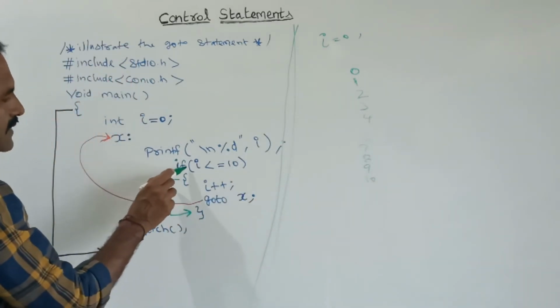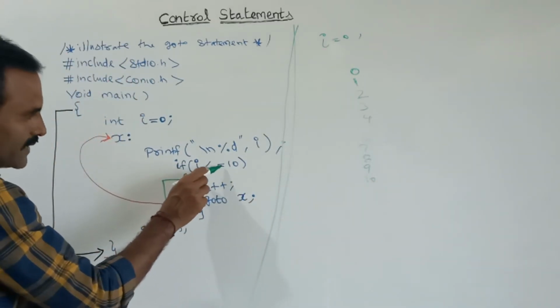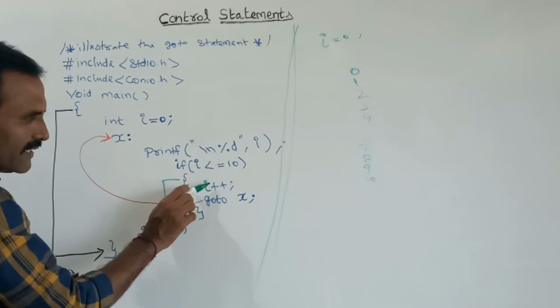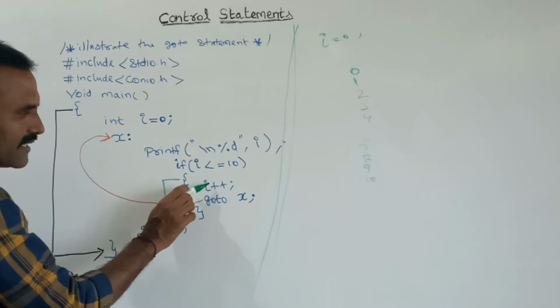Once the value is 10, i is equal to 10, again it will go inside. Here the i value will be incremented to how much? 11.